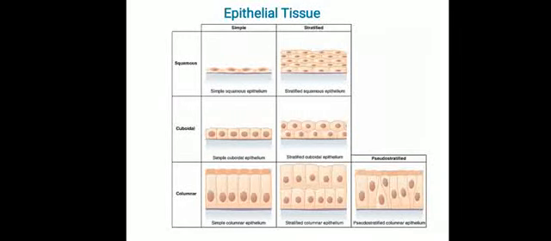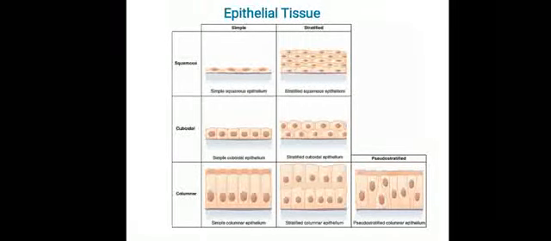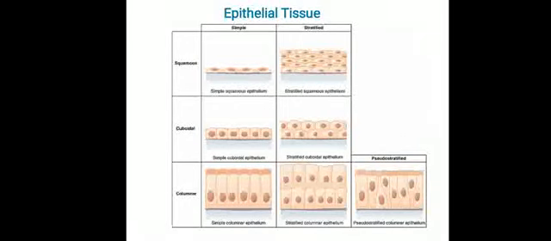According to shape, we have the squamous. Squamous is flattened. Cuboidal has a cube shape, while columnar has a rectangular shape, tall and cylindrical. So those are the shapes: squamous, cuboidal, columnar. We also have another one which is known as transitional epithelium. That is according to shape. Transitional epithelium is pear shaped.